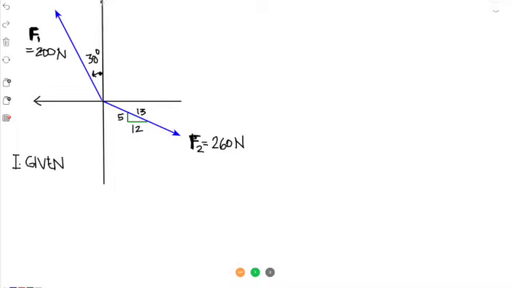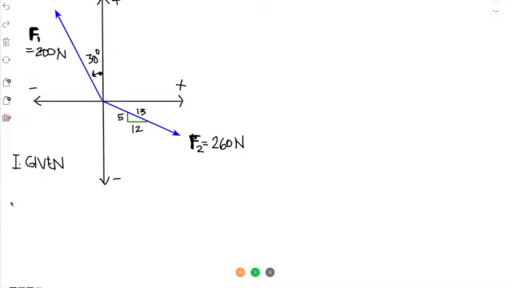So for this problem, let's use the common convention in the x and y coordinate axis, where this direction would be the positive x, and this direction would be the negative x. For y, going up is positive and going down is negative. Okay, so basically this is what you need for your given. You need to be able to illustrate the problems and the vectors.